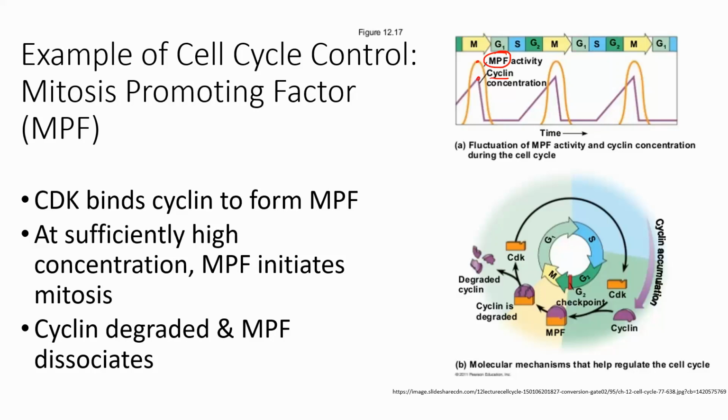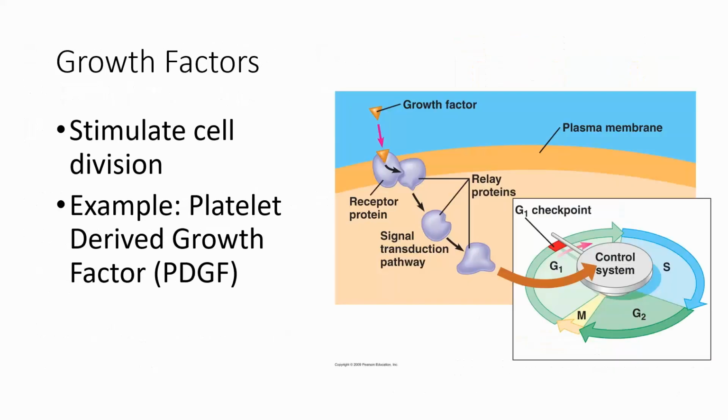What you'll see down here is the cyclin and CDK activity. So the CDK is constantly there. The cyclin is produced during G2. It starts to build up in concentration, and then it binds to the CDK to form MPF, the mitosis promoting factor. And then finally, once you've gone through mitosis, the cyclin is degraded, the CDK sticks around, and you're waiting for the next time you get to G2 in the cell cycle.